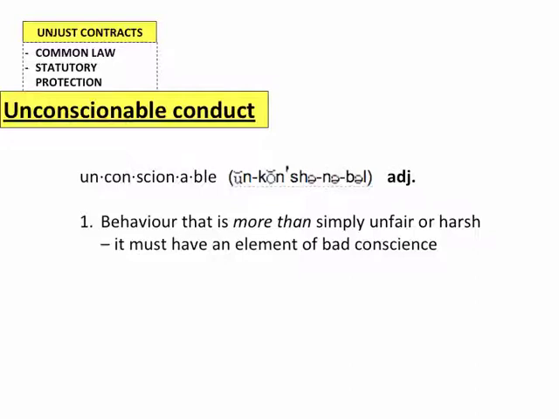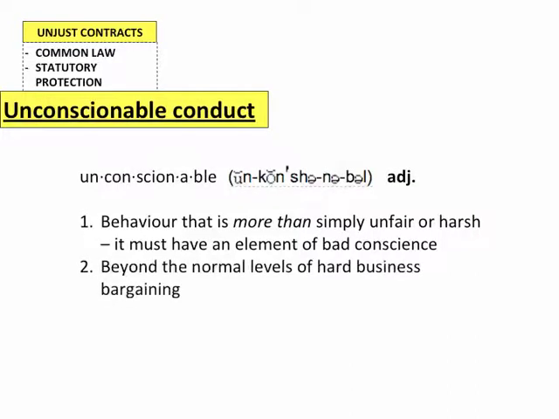bad conscience. So it usually will involve taking advantage of a vulnerable person, like an old person, a disabled person, an indigenous person, someone who speaks poor English. These are the types of cases that end up being seen as unconscionable conduct. It needs to be beyond the normal levels of hard business bargaining. So yes, in business, when you go, like say you want to go and buy a car, yes, there can be some hard bargaining back and forth.